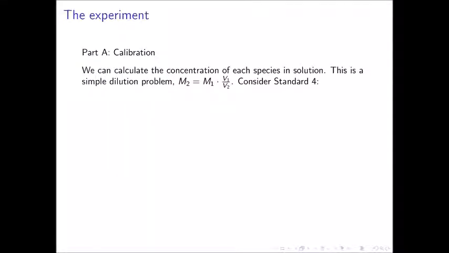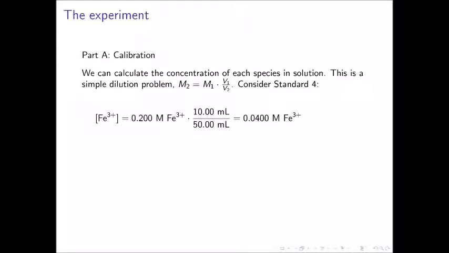We can now calculate the concentration of each species in the standard solutions. This is a simple dilution problem. The molarity of the diluted solution is equal to the molarity of the stock solution times the dilution factor of V1 over V2. We will look at standard 4. The concentration of the iron 3 plus ion in standard 4 begins with the 0.200 molar iron 3 plus stock solution. We then multiply this by the ratio of the 10 milliliters we added divided by the 50 milliliter total volume. This gives a concentration of 0.0400 molar iron 3 plus.